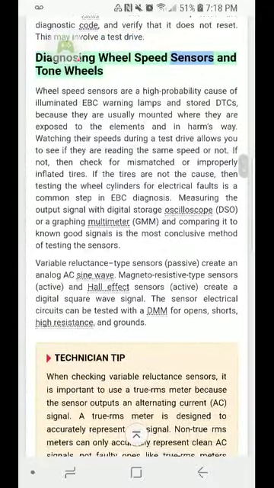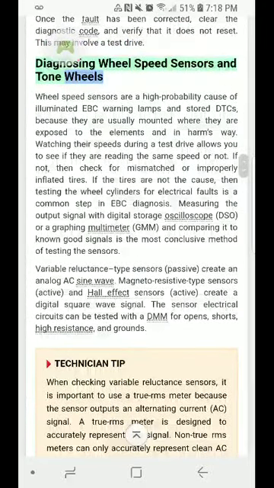Diagnosing wheel speed sensors and tone wheels. Wheel speed sensors are a high probability cause of illuminated EBC warning lamps and stored DTCs, because they are usually mounted where they are exposed to the elements and in harm's way. Watching their speeds during a test drive allows you to see if they are reading the same speed or not. If not, then check for mismatched or improperly inflated tires.